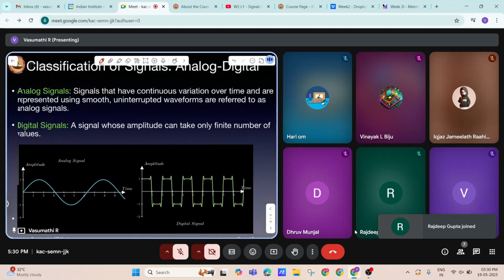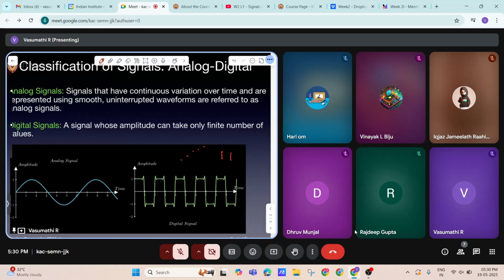So there are different kinds of signals: analog and digital signals. I think you will be very familiar with this. Whenever it is an analog signal, it will change from point to point. If it is a digital signal, it will be either 0 or 1. 0 means off, 1 means on.